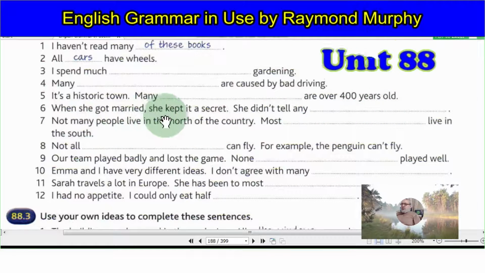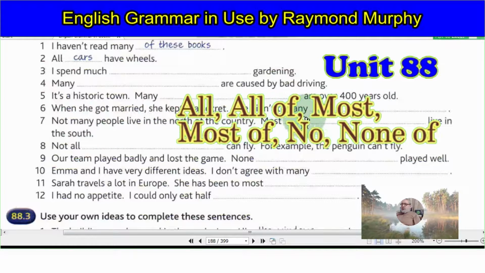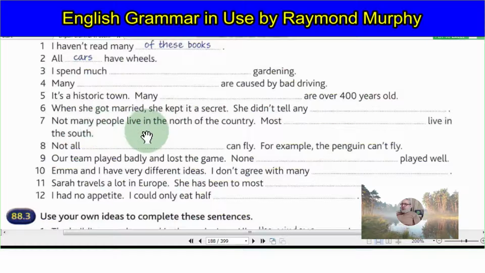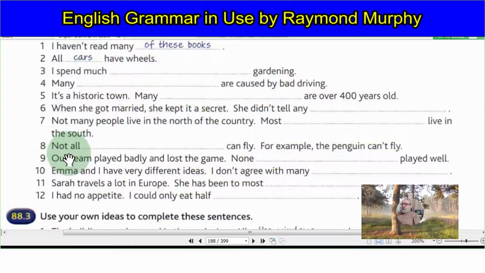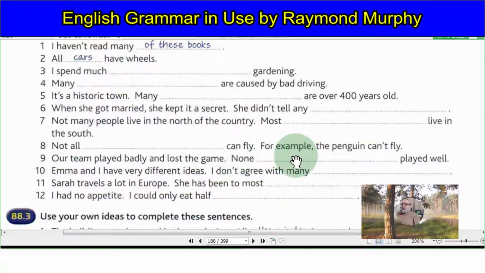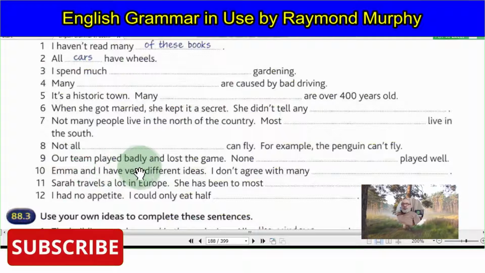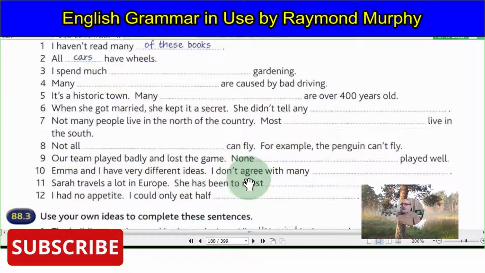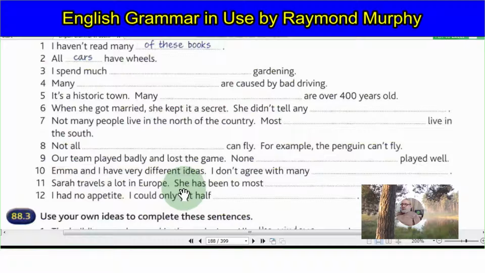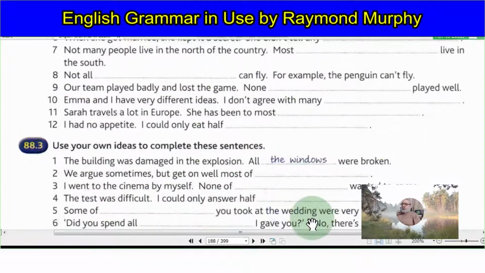When she got married, she kept it a secret. She didn't tell any of her friends. Not many people live in the north of the country, most of the population live in the south. Not all birds can fly. For example, the penguin can't fly. Our team played badly and lost the game. None of the players played well. Emma and I have very different ideas. I don't agree with many of her opinions. Sarah travels a lot around Europe. She has been to most of the countries. I had no appetite. I could only eat half of my dinner.